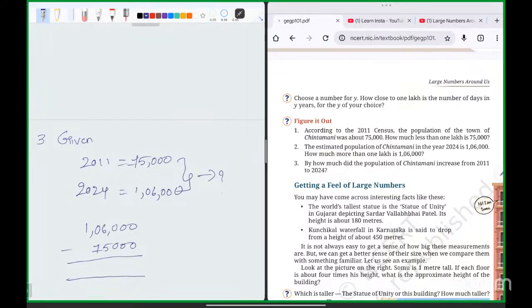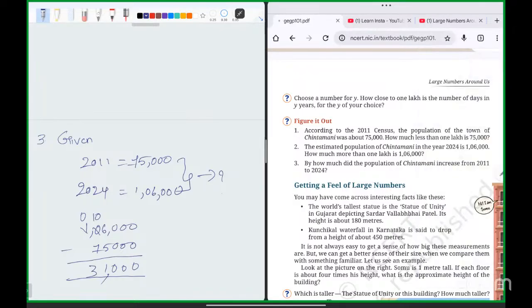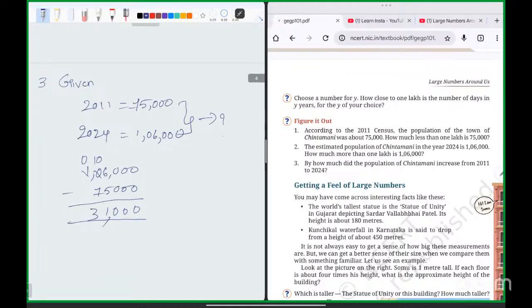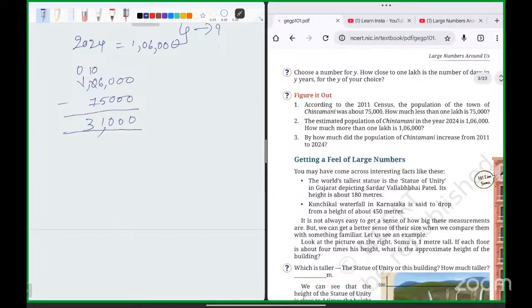So 0 minus 0 will be 0, 0, 0. 6 minus 5 is 1, and borrow, this number 0 becomes 10. 10 minus 7 is 3. So the answer for the third question is 31,000, because the difference between the population in 2024 and 2011 is just 31,000. So that is the desired answer for us. So let us solve some more text questions.